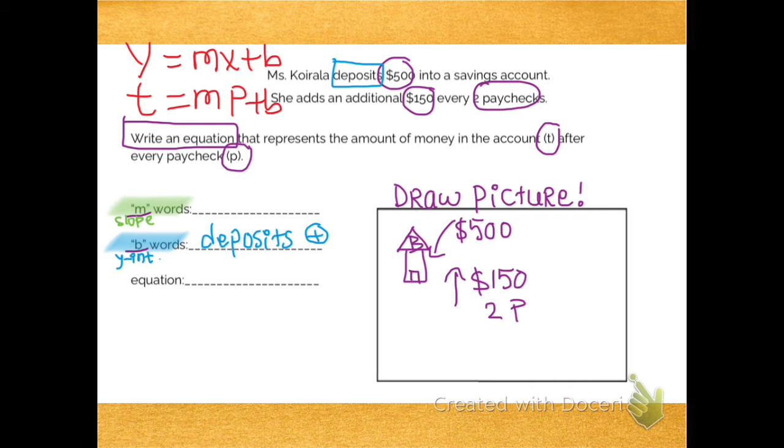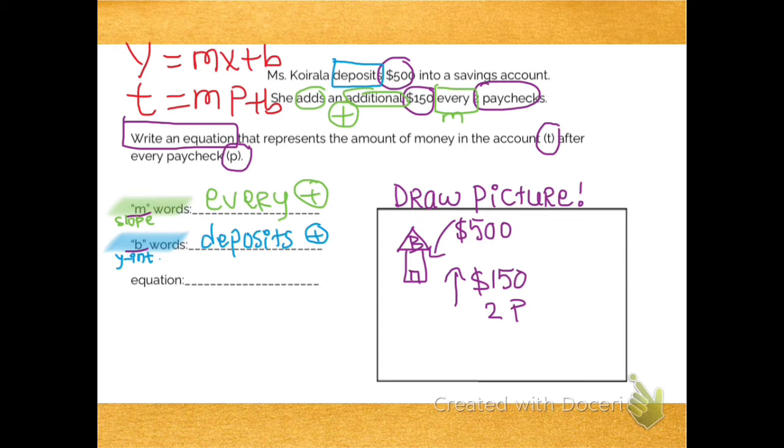And then let's move on to the slope. So she adds, Miss Koirala, which is me, I add an additional, adds, additional. These are keywords for what type of a slope, guys? Positive, okay? So we have a positive slope, and the keyword is, you guys know this, every, okay? Every is a keyword for M, so we are going to write that down right there, okay? Every.